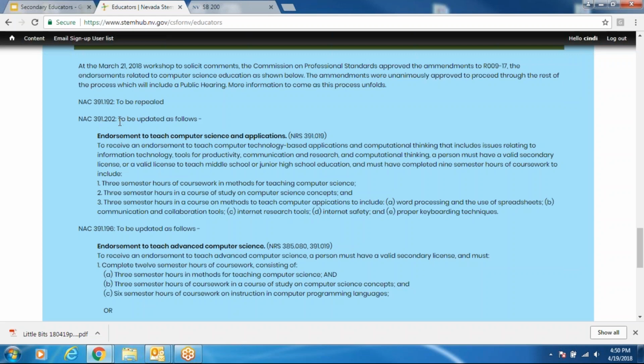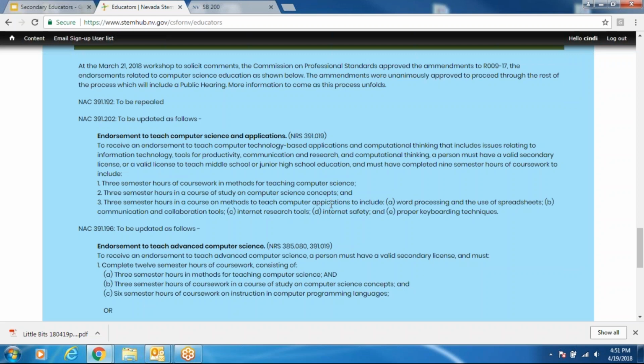Those are going down to 2. The first one is going to be called the Endorsement to Teach Computer Science and Applications. You can see the name is in alignment with that course, which is very helpful to keep straight. So in order to receive this endorsement, you need a total of 9 semester hours of coursework. So 1 in methods for teaching computer science, another in computer science concepts, and then another one in methods to teach computer applications to include these items: keyboarding techniques, word processing, and so forth.